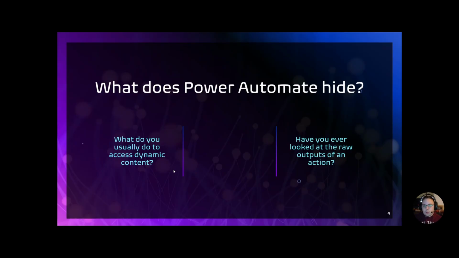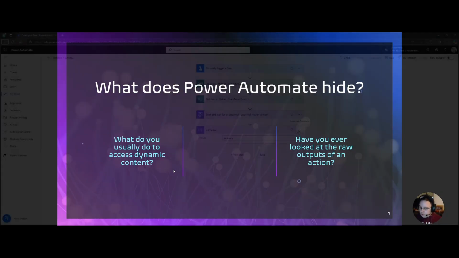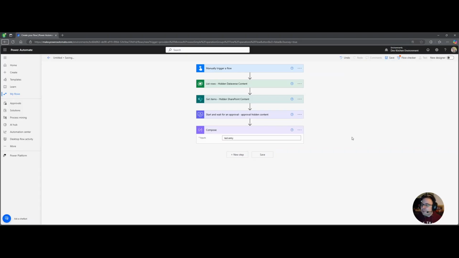So what I'm going to do now is quickly move over to a flow that I have pre-prepared. You can see here, I've got a few actions. I've got a Dataverse list rows action, a SharePoint get items action, and a start and wait for an approval action. We're going to run this just based on a little bit of data that we've already got pre-prepared, and we're going to see what we get in our dynamic content menu output from these actions versus what we see in terms of the actual raw outputs.